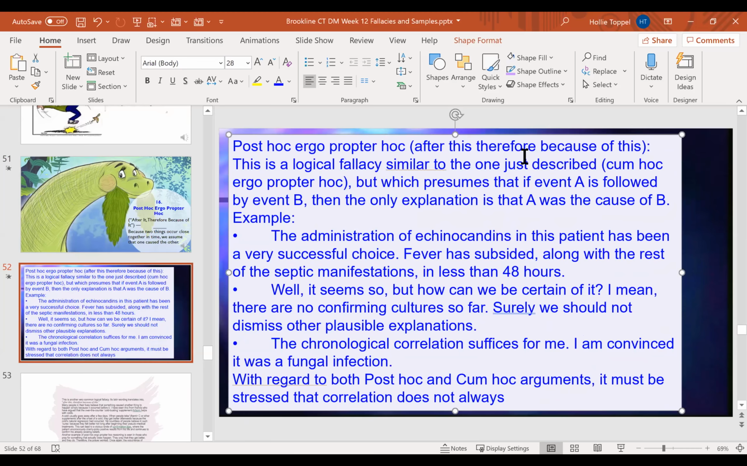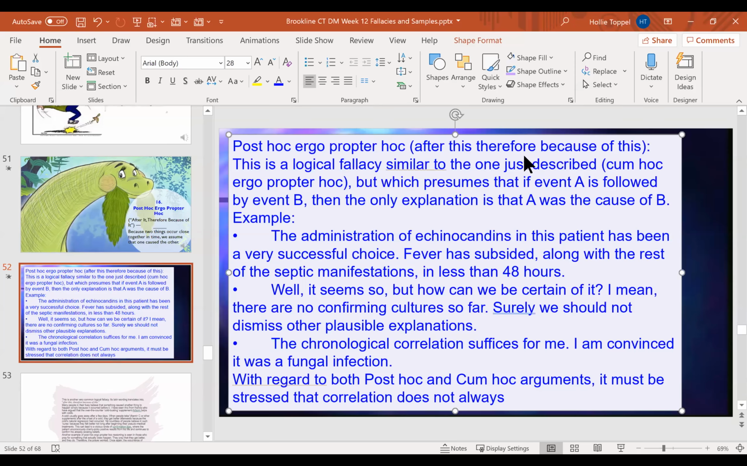The administration of this medicine, endocannabinoids, in the patient has been very successful. The fever subsided along with the septic manifestation, the symptoms, in less than 48 hours. So it seems so. How can we be certain? We don't have any confirming culture, so what about anything else? So the chronological correlation suffices for me. I'm convinced it's a fungal infection. So is it true? Is it not true?